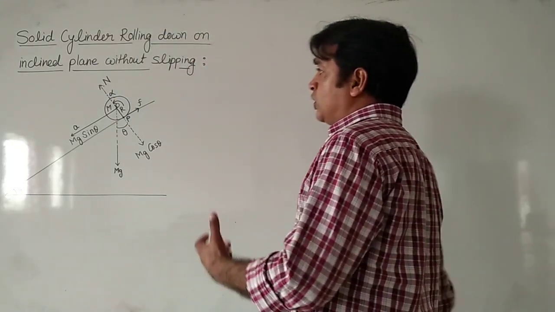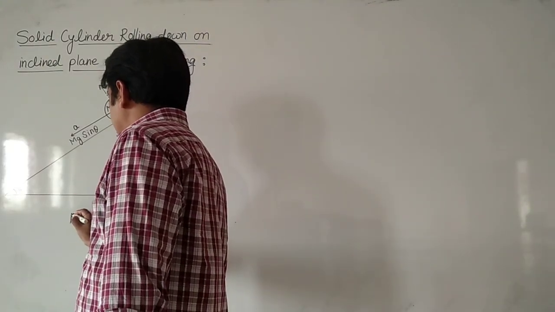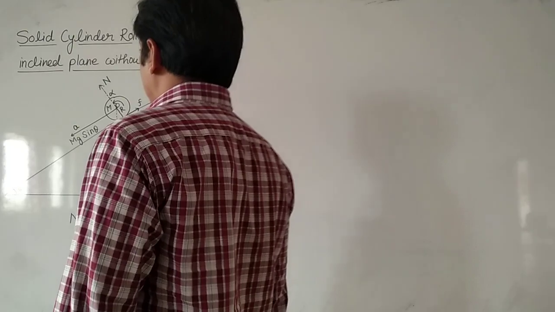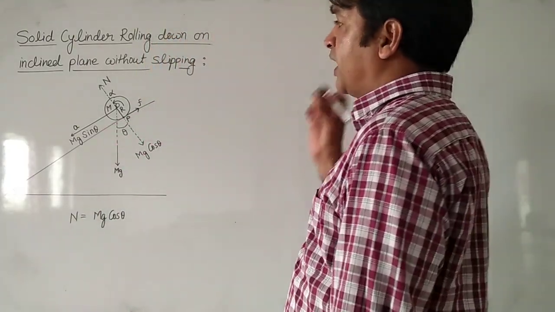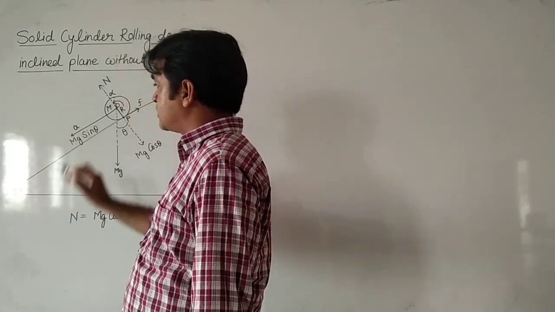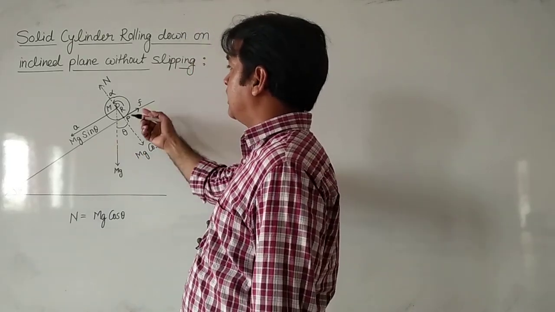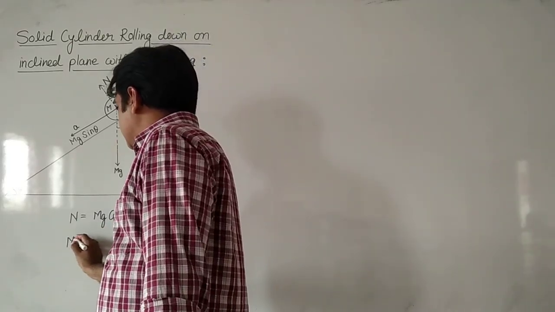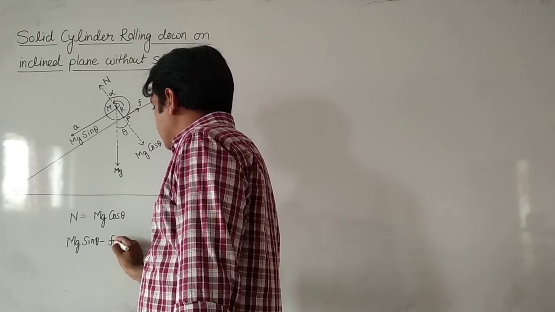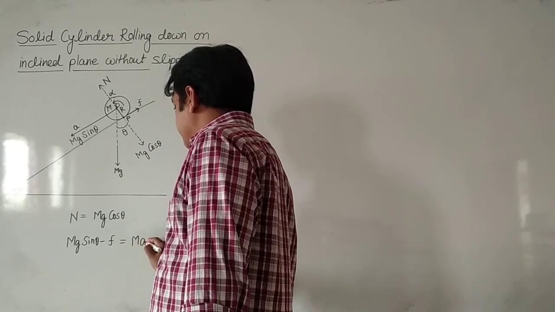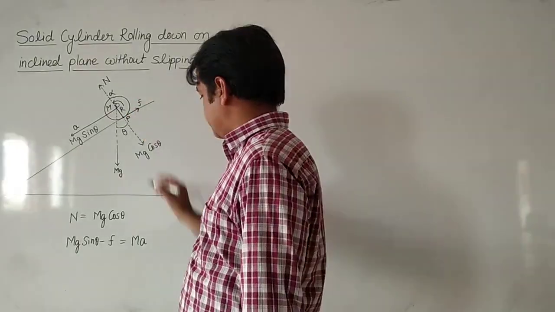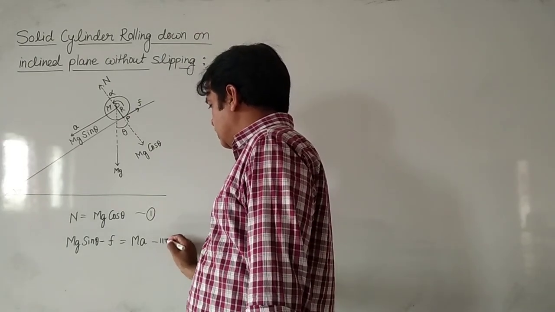So now we have two equations. One of them is N equals mg cos theta, and the second, from the free body diagram, the object is moving downward, so this force mg sin theta is greater than the friction force, so mg sin theta minus friction force F equals ma, where a is the linear acceleration of this solid cylinder. Equation number 1, equation number 2.